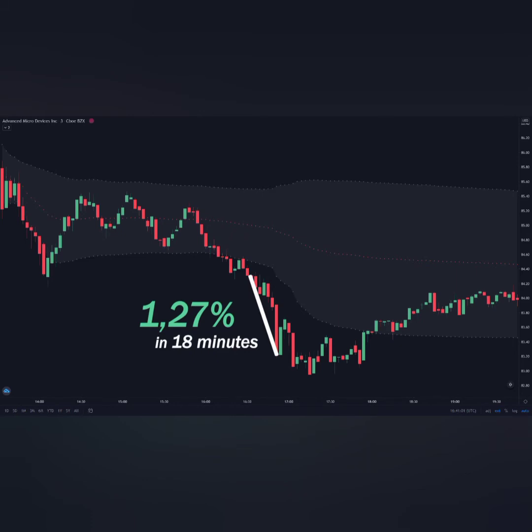But of course, it is very hard to time the bottom like this. So realistically, I'd close my trade at the next candle that closes above this candle.